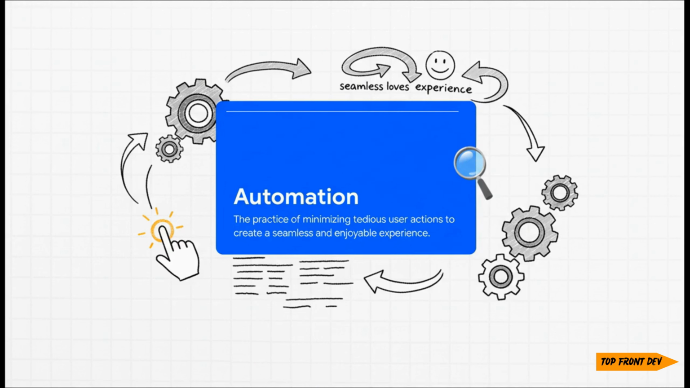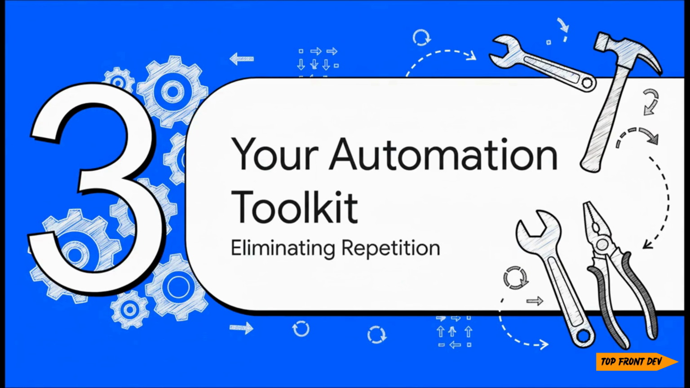Think of it as a golden rule for good UX, one that you bake right into your code to create that smooth, seamless experience everybody is looking for. And the best part? You don't have to start from scratch. There's a whole toolkit of proven patterns you can start using like today to get rid of repetition. So we're going to walk through 5 core techniques that can make a massive difference in your app.